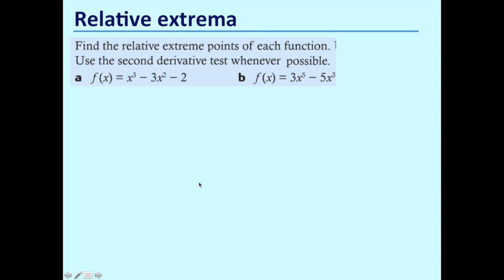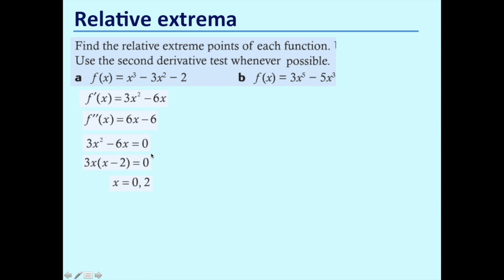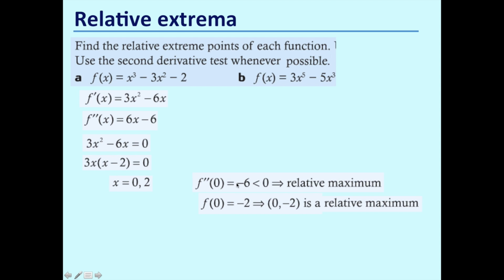So just to finish, have a quick look at these. First of all, find the first derivative and differentiate that to give us the second derivative, which is 6x minus 6. Set that equal to 0, and then factorize so we can solve to find that there are two stationary points at 0 and 2. Find the second order derivative at 0, and that tells us it's negative, so we have a relative maximum at this point. We can then substitute f of 0 into our original equation to find the coordinates of the relative maximum.